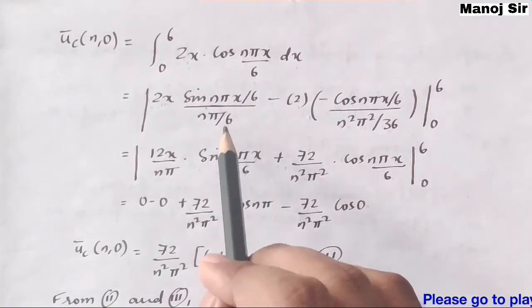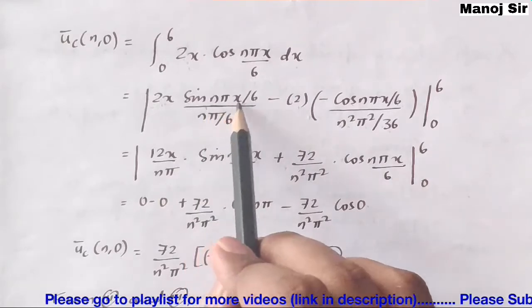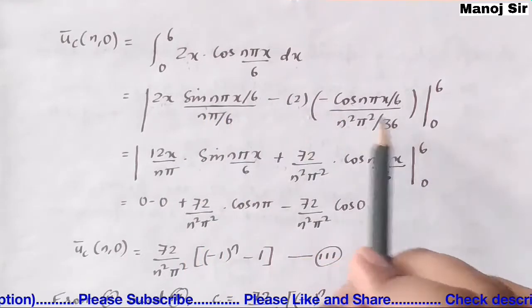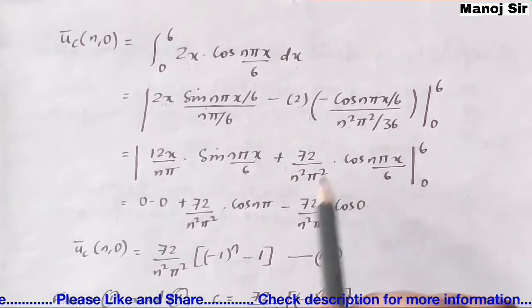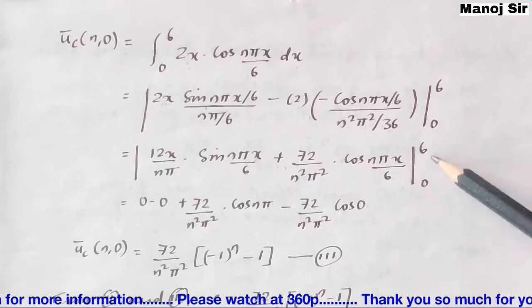Now take this 6 here, so this will become 12x upon n pi into sine of (n pi x upon 6). Negative will become positive. Take this 36 here, so 36 into 2 will become 72 upon n square pi square into cos of (n pi x upon 6). Again the limit is from 0 to 6.